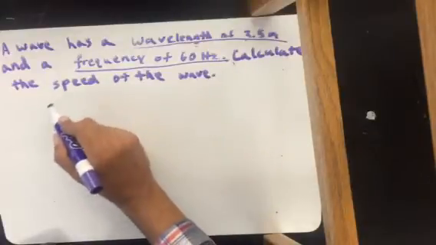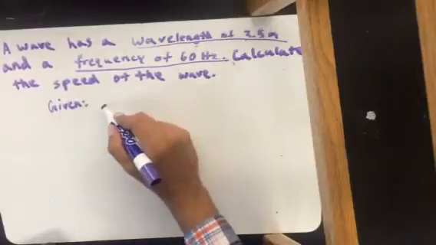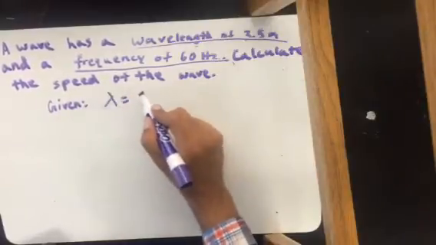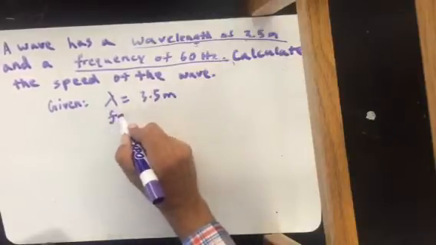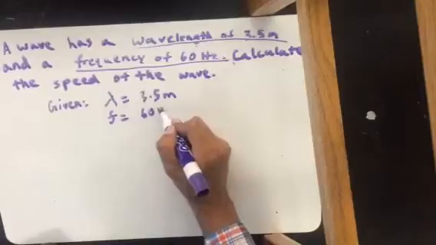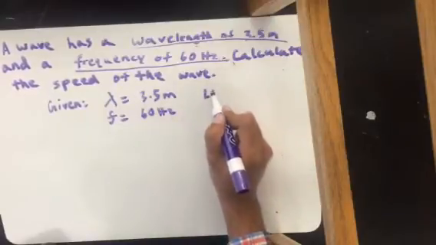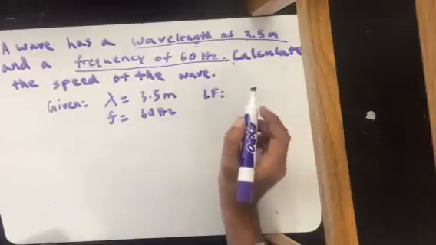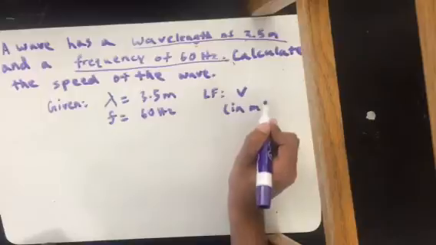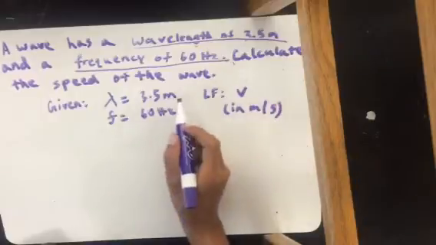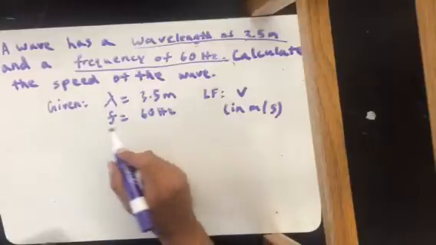So, let's write down our given. We're given that the wavelength, or lambda, is 3.5 meters, and that the frequency is 60 hertz. Or you can write 1 over seconds, it's the same thing. And we're looking for the velocity. And we know that the velocity will be in meters per second, because we're given the wavelength in meters, and hertz is just 1 over seconds. So velocity will be in meters per second.